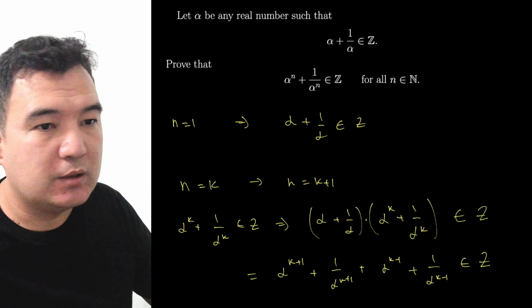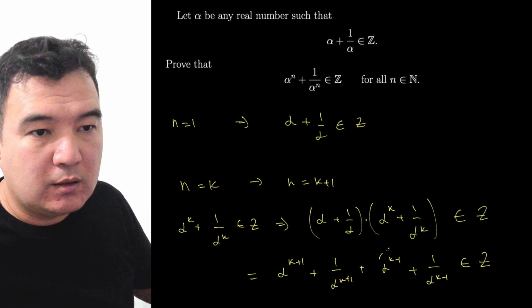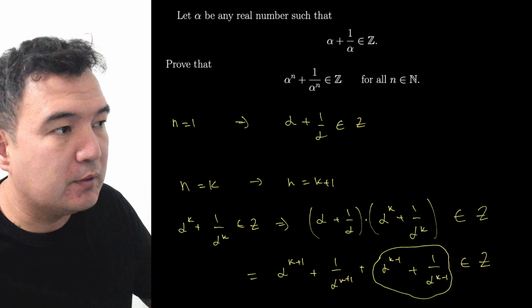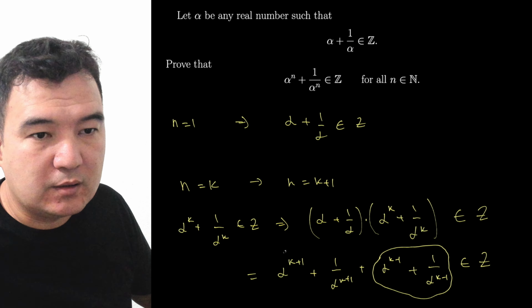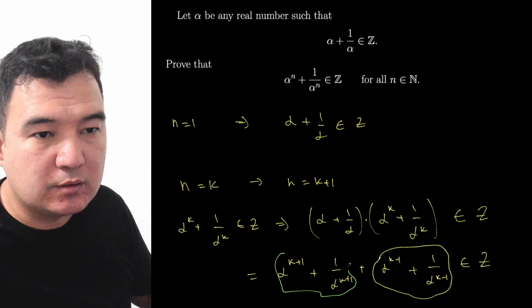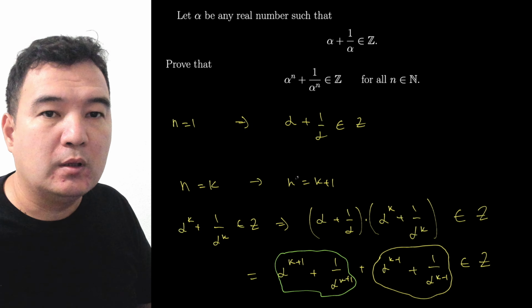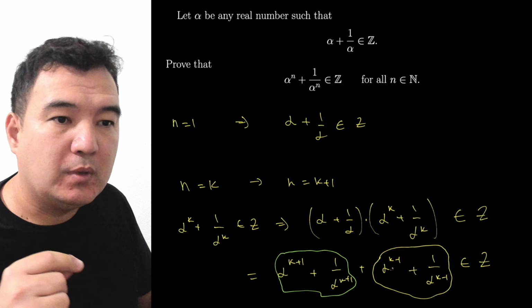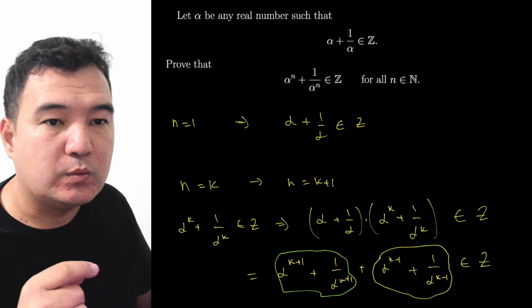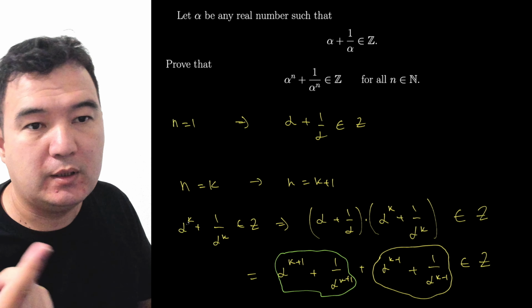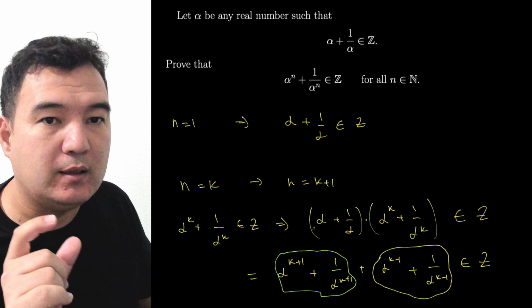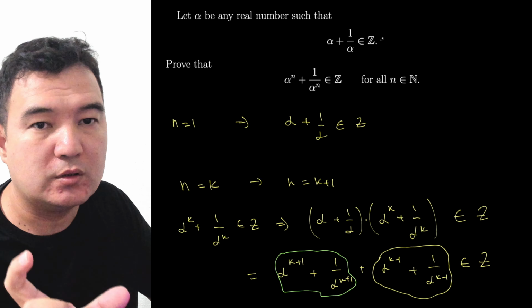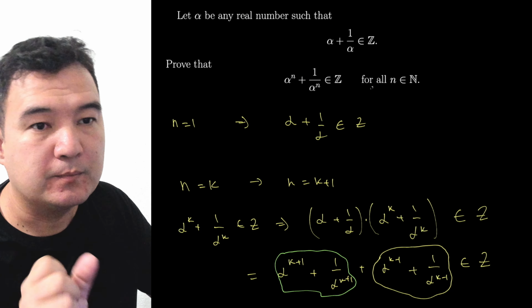So now the question is, if this part of the expression is an integer, then this part is also an integer. Here we don't have alpha to the power k, but we have alpha to the power k minus 1, but we started with alpha to the power k. So in this case we can use the form of induction which is usually called generalized induction.